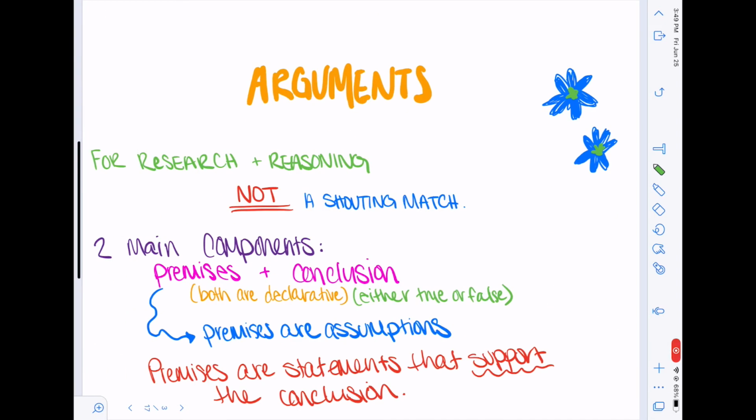Arguments. They're for research and reasoning. They're not a shouting match. There's two main components, premises and the conclusion. Both are declarative statements. Either can be true or false. Premises are assumptions, and they are the statements that support the conclusion.